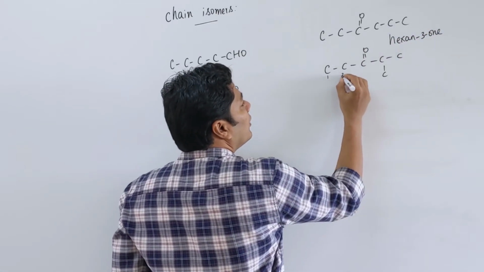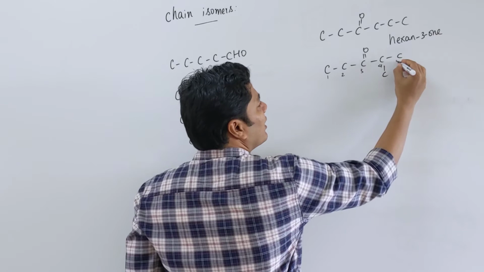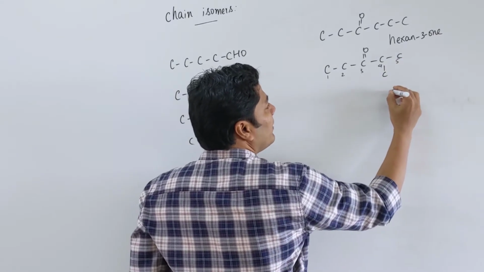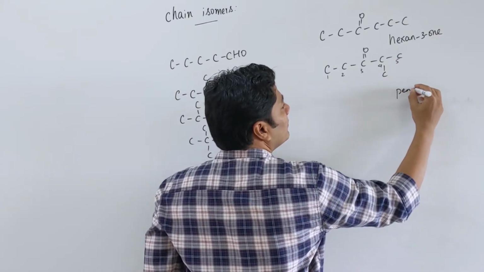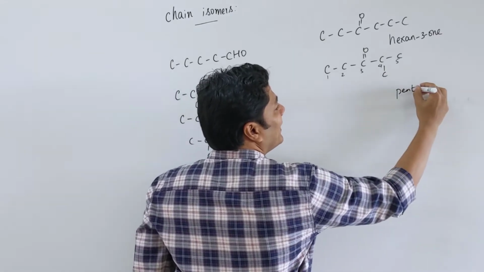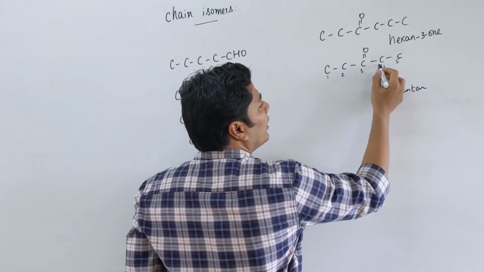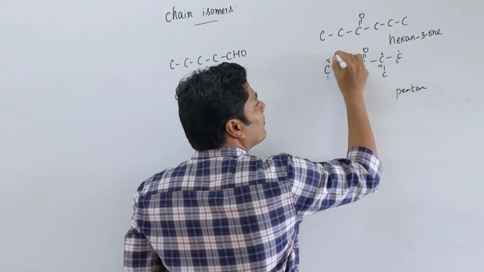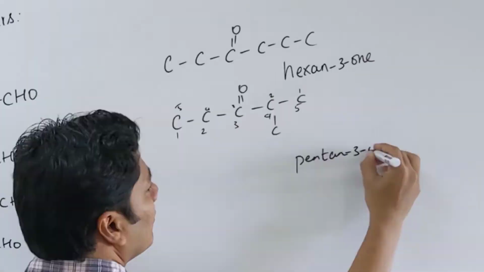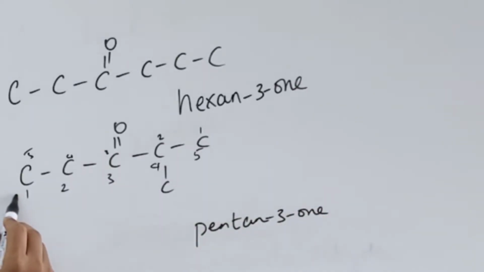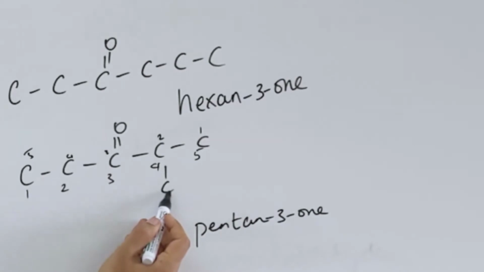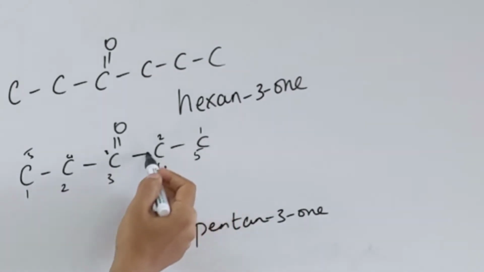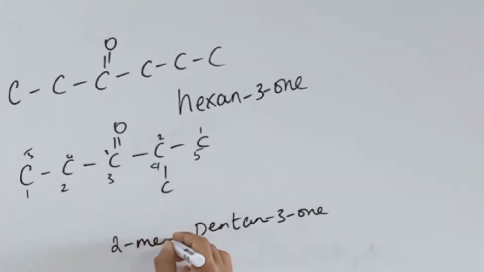Here I have 1, 2, 3, 4, doesn't matter whichever carbon I go, 5. So this is going to be pent, pentan, 1, 2, 3, 1, 2, 3, doesn't matter. So I want to go with this numbering, pentan 3-one. So now why did I choose not this numbering but this numbering is because I can say this carbon, if I go this way, this is going to be 4-methyl, if I go this way, this is going to be 2-methyl, and I want to give the lowest numbering, 2-methyl pentan 3-one.